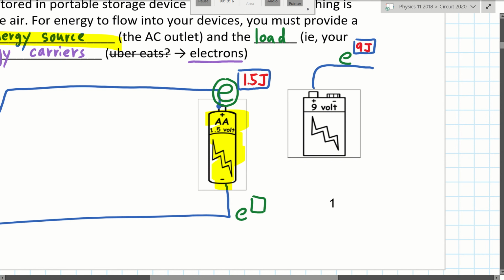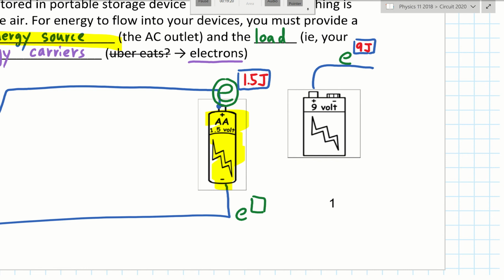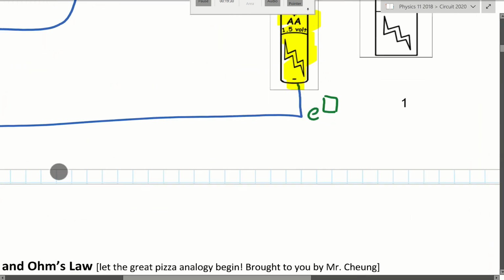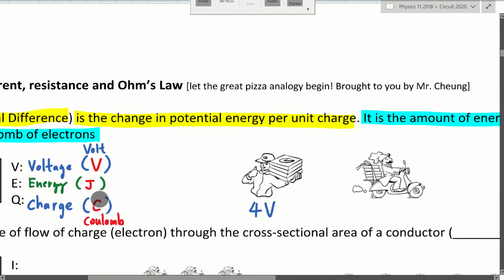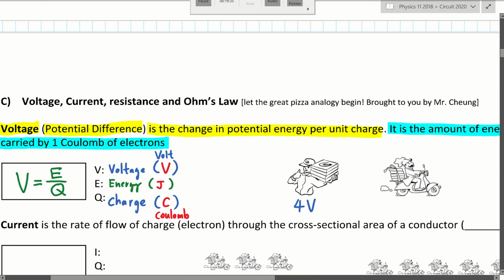So for example, if the electron takes that and delivers that energy to a light bulb, the light bulb will be much brighter because it's consuming more energy. The more energy you let your machine consume, the brighter, the louder it will actually work, right? Okay, so what is voltage in a sense?